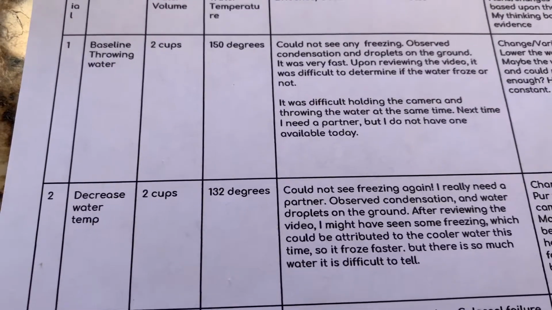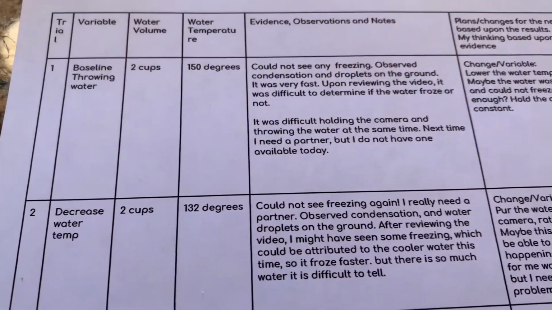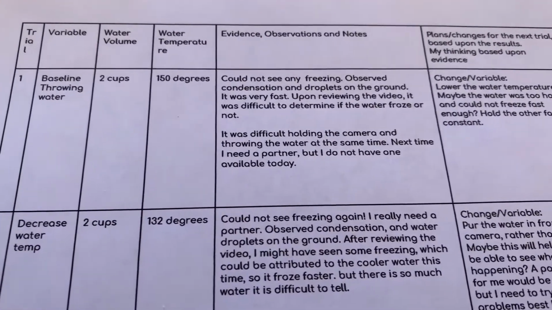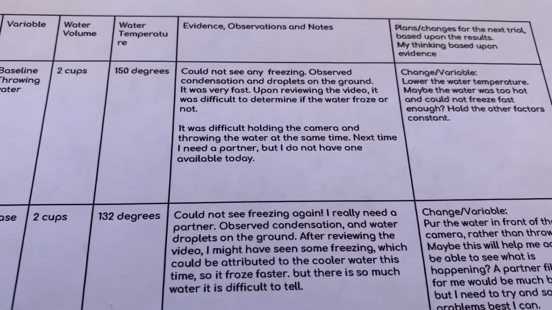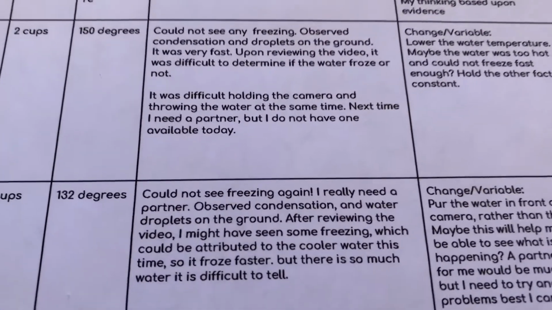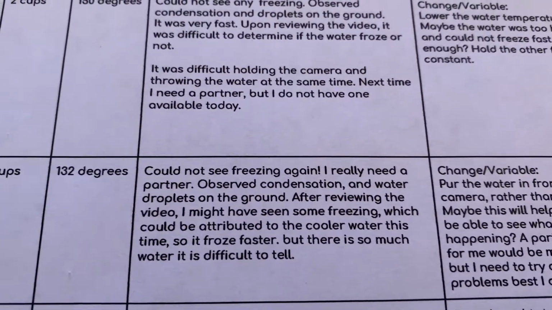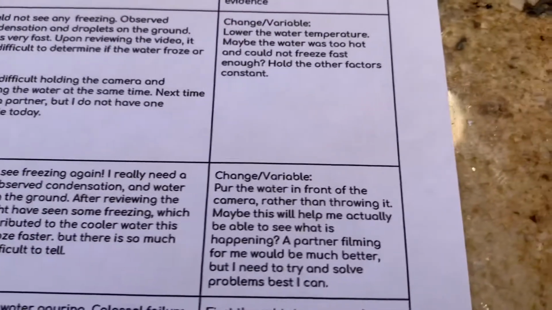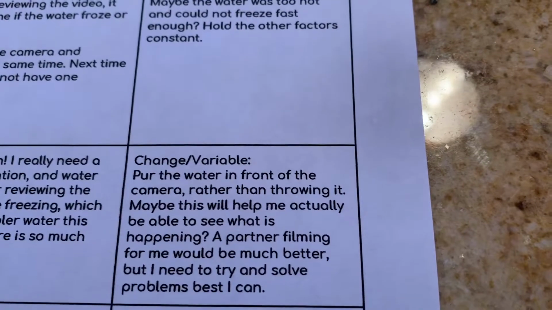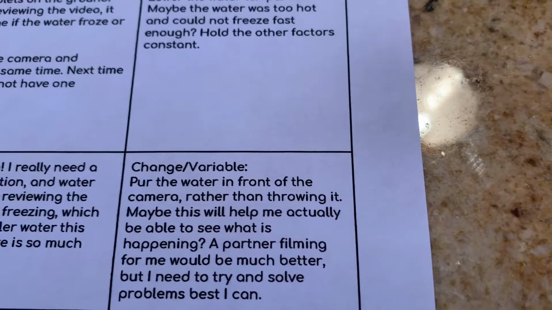Trial 2, I decreased the water temperature. I included the same water volume. I could not see freezing very clearly again. Made my observations. And what am I going to change next time? I'm going to pour, not purr, the water. Spelling error. I need to fix that.